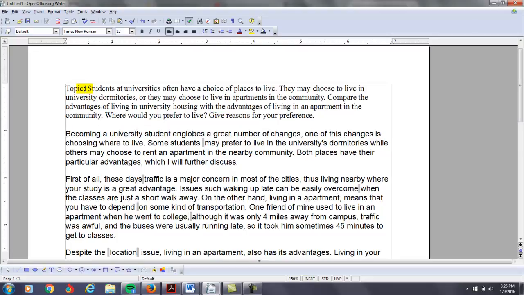Students at universities often have a choice of places to live. They may choose to live in university dormitories, or they may choose to live in apartments in the community. Compare the advantages of living in university housing with the advantages of living in an apartment in the community. Where would you prefer to live? Give reasons for your preference.